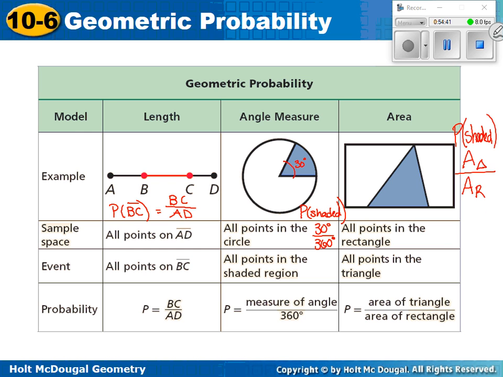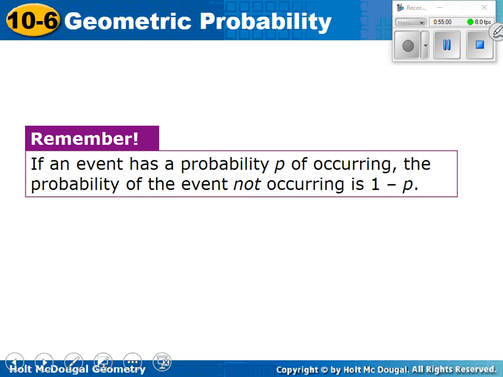Okay? So probability for today is just going to be the area of whatever you're looking for out of the total area, or the degrees out of the total 360 degrees, or the distance out of the total distance. All right, and so again, I really don't think this will be too hard. We'll look at a few examples together, but it's not very difficult.